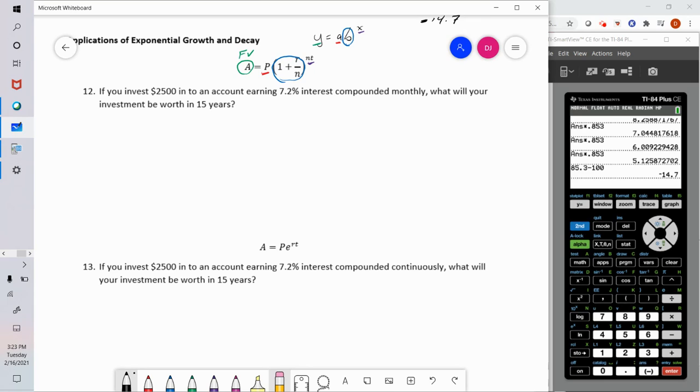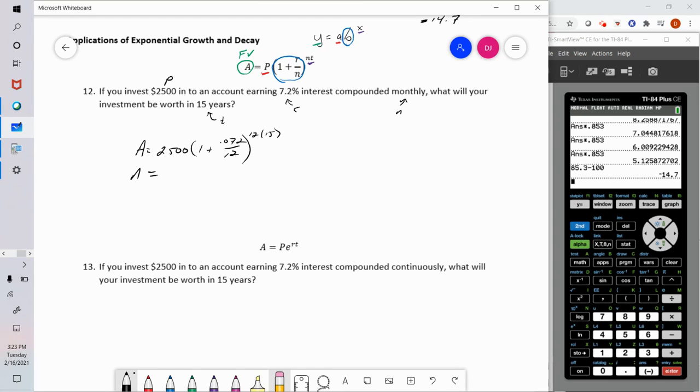So if I'm going to invest $2,500, that's P, into an account earning 7.2% interest, that's R, compounded monthly, that's N. What will my account be worth in 15 years? That's T. So I want to know A, what will my account be worth in 15 years? My principal is 2,500 times 1 plus 0.072 over 12 to the 12 times 15. All I did is I took those values and substituted them into each particular place.